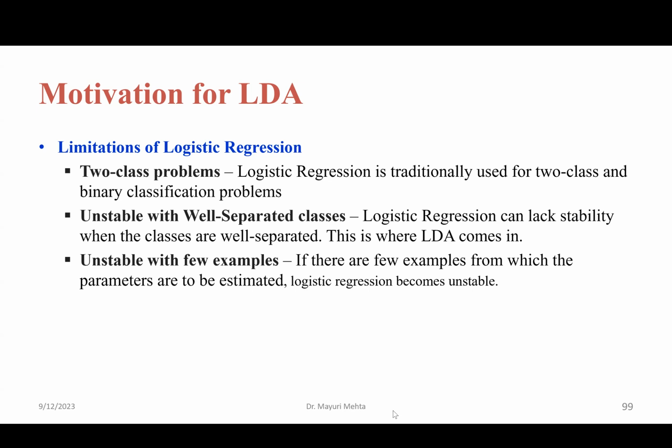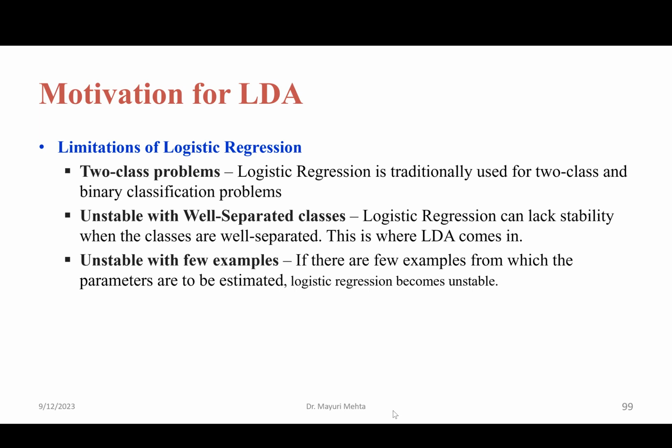On the other hand, linear discriminant analysis is considered a better choice whenever multi-class classification is required, and in the case of binary classification, both logistic regression and linear discriminant analysis are applied, right? So LDA is more suitable for multi-class classification. It can also be used for binary classification, though we already have logistic regression, which is performing well for binary classification. The next disadvantage of logistic regression is that it is unstable with well-separated classes.